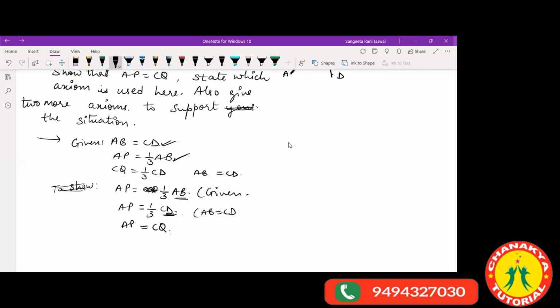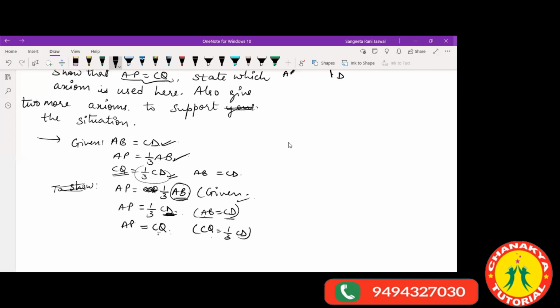Do you get it now? Yeah, ma'am. This was given. See, look here, children. AP is given as 1/3 of AB. If I replace this AB with CD, why did I replace? Because we are given AB is equal to CD. Now I can write 1/3 of CD as CQ, because this is also given. And hence we have proved what we were asked to prove.